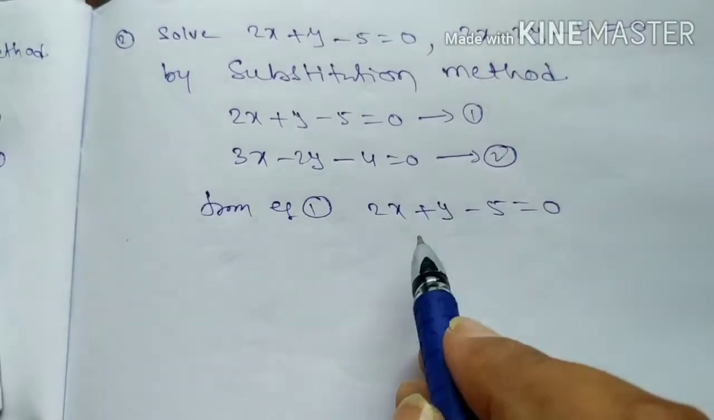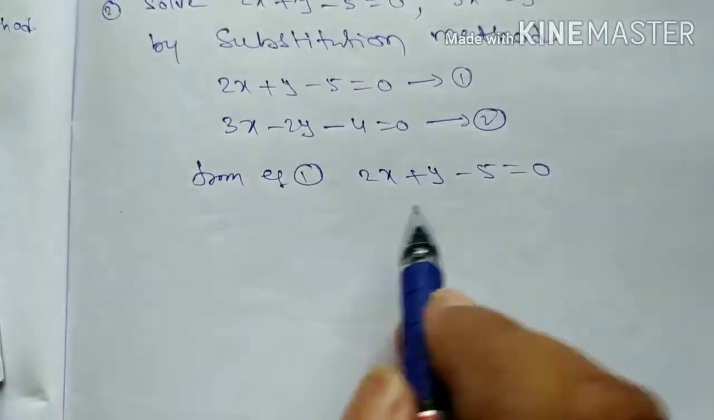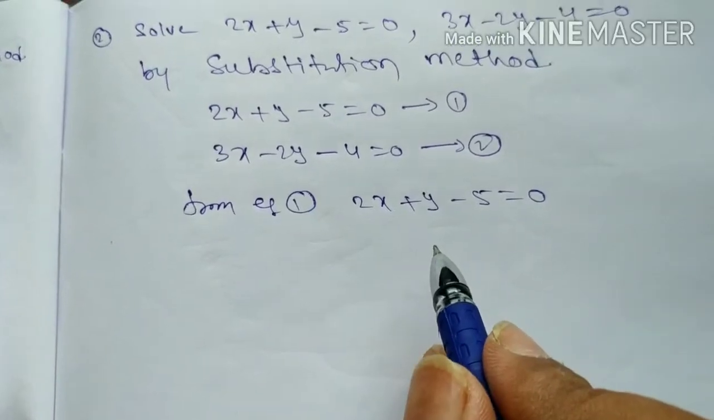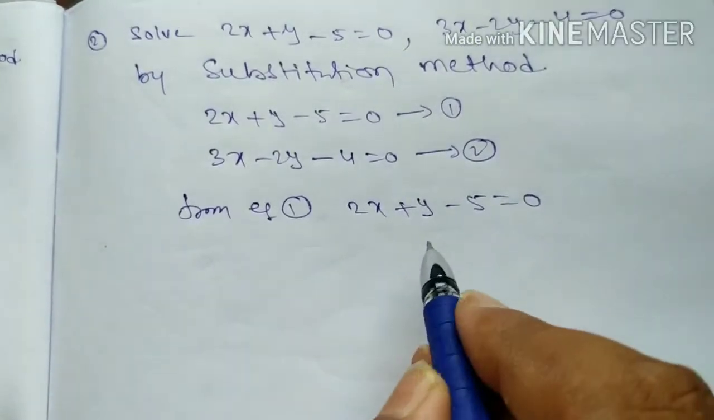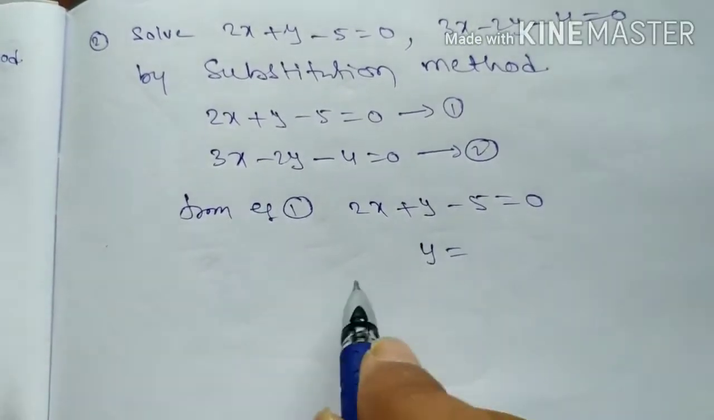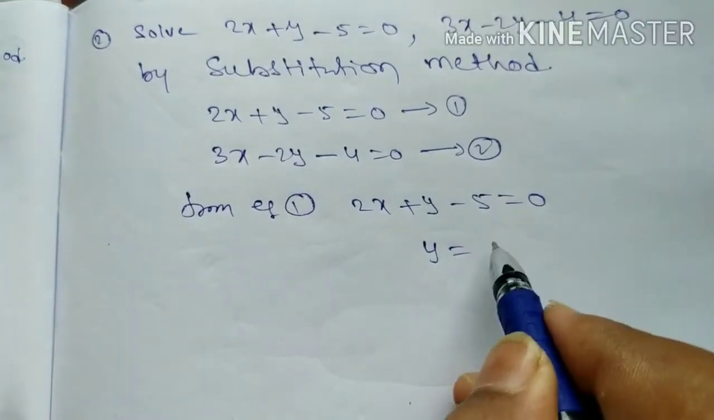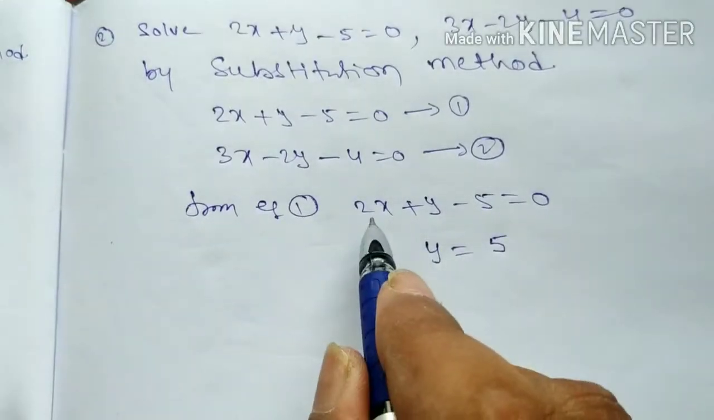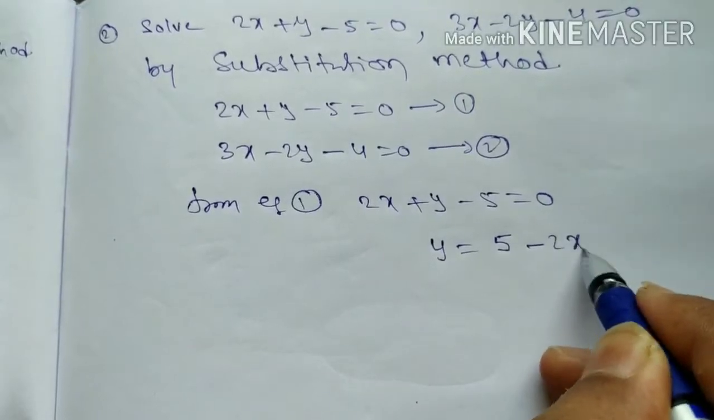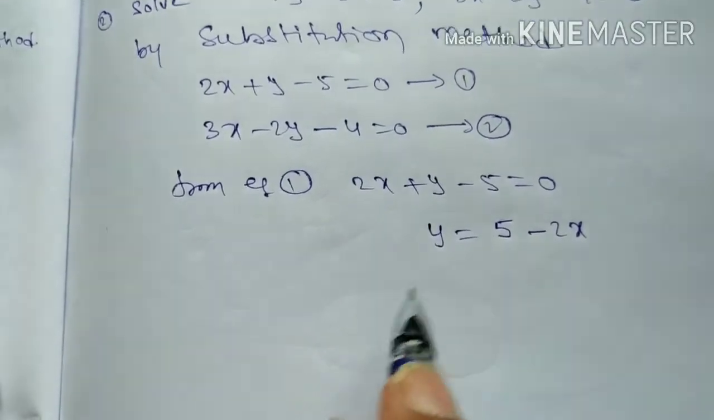From that, any one taken as subject, remaining all send one side. Here x or y keep one side, remaining all send right side. So y is equal to, I am taking y. So minus 5 send right side plus 5. Here 2x sending right side minus 2x. So y taken as subject.